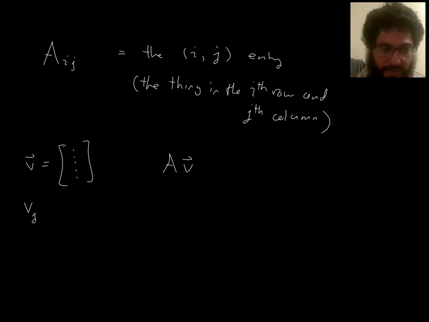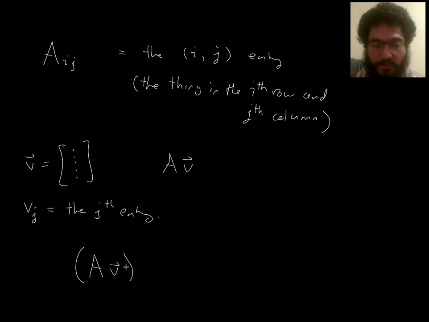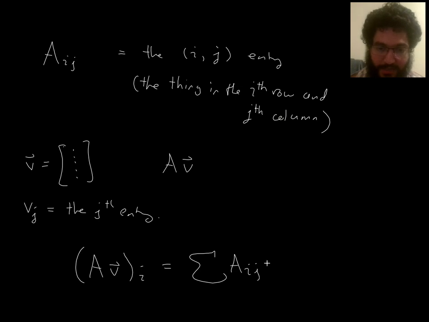So let's call this v sub j the jth entry of the vector v. Then when we say A acts on v, what we're saying is a new vector whose ith entry is going to be the sum of a_ij v_j running over all j from 1 to however many j's there are that you can possibly run over. So from 1 to whatever is supposed to go here, however tall this is or however wide A is.